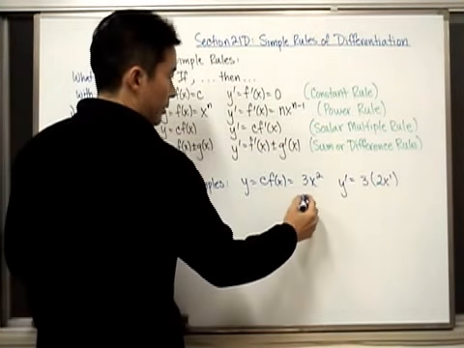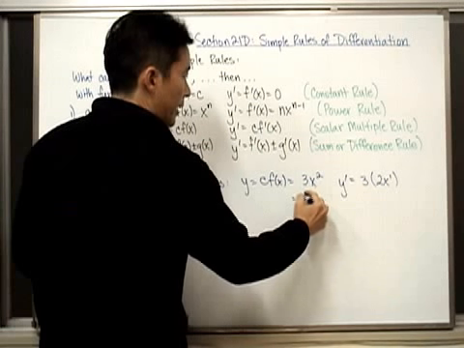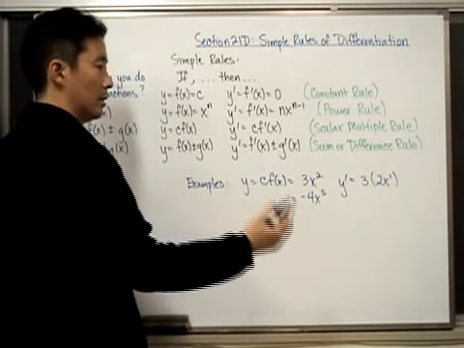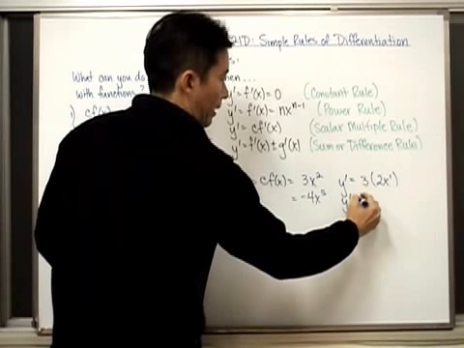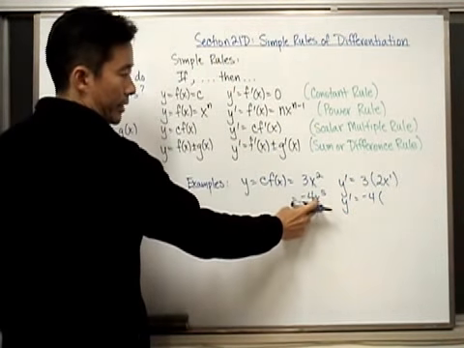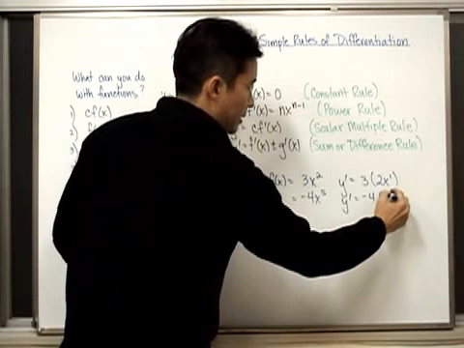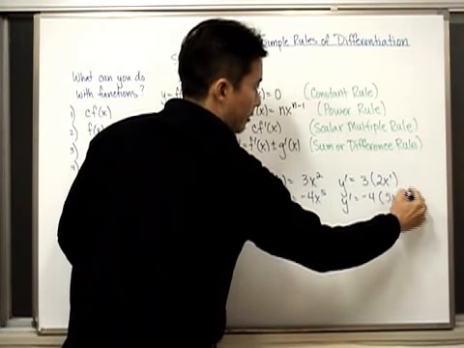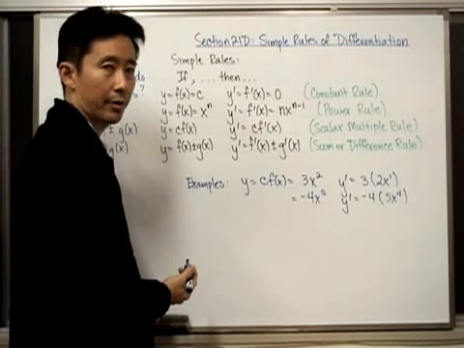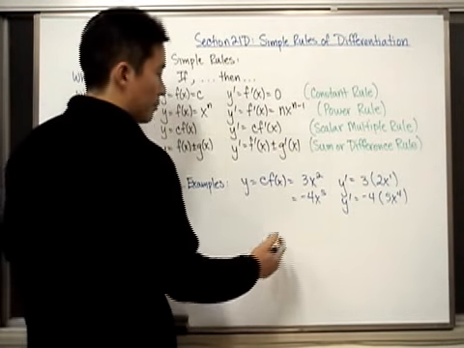Let's say, for example, we do negative 4x to the fifth. Well, y prime is going to be negative 4 times the derivative of x to the fifth. So that means that that's going to be 5x to the fourth. So the answer for the derivative is negative 20x to the fourth. Now let's try just one more.